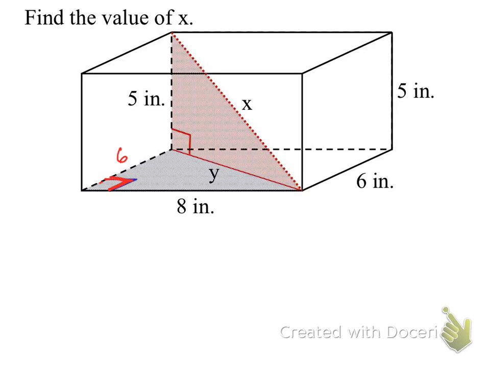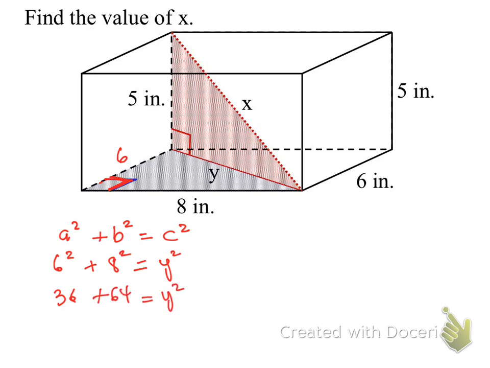So now I've got a squared plus b squared equals c squared. 6 squared plus 8 squared equals y squared. 36 plus 64 equals y squared. 100 equals y squared. So what is y? 10. We know that y is 10. Now what I have is, I have this, I have this. So now we have the ability to find that diagonal of the three-dimensional box.